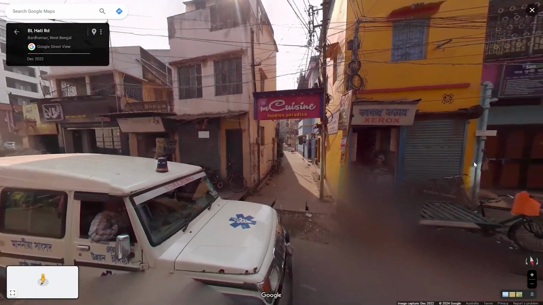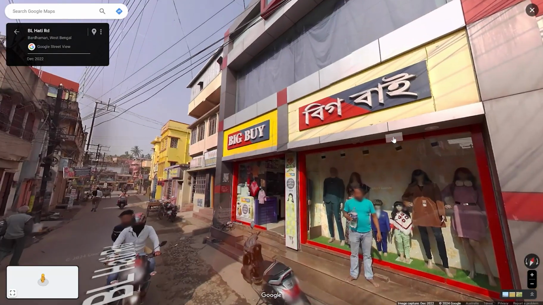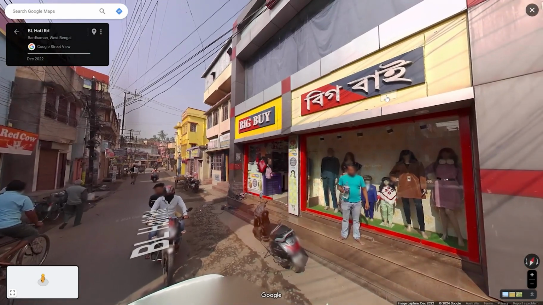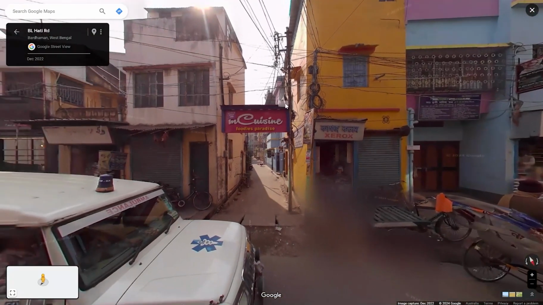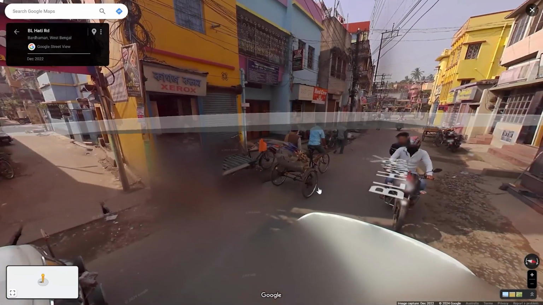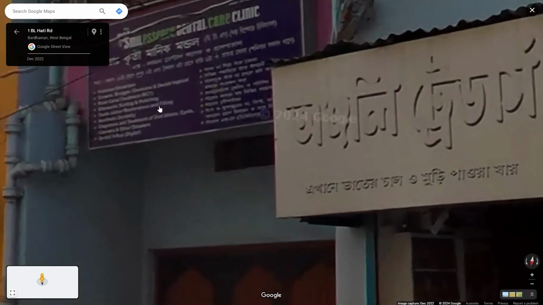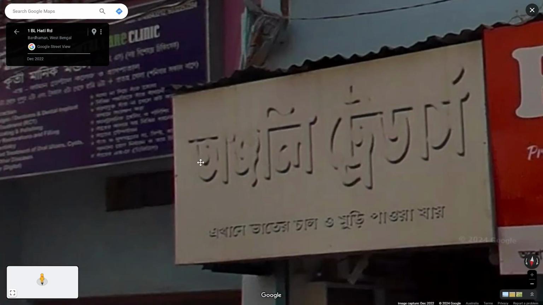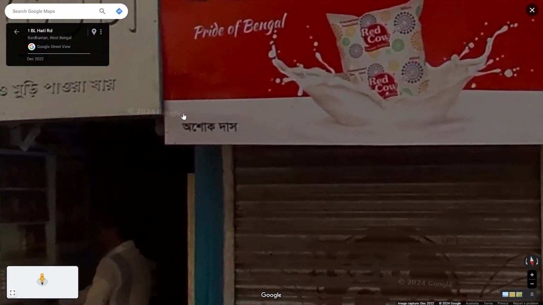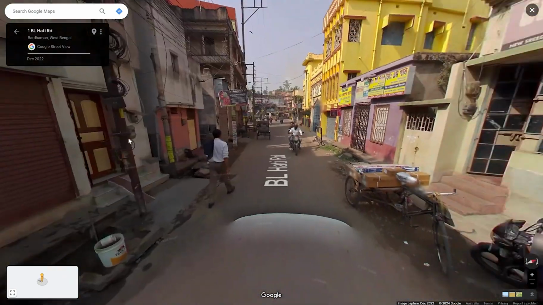And here's a city in West Bengal. This is the coverage. And you'll see all the signs are written in Bengali. So that's Bengali there. This sign here, that's Bengali. This sign here, that's Bengali. This is Bengali here. That's Bengali there.